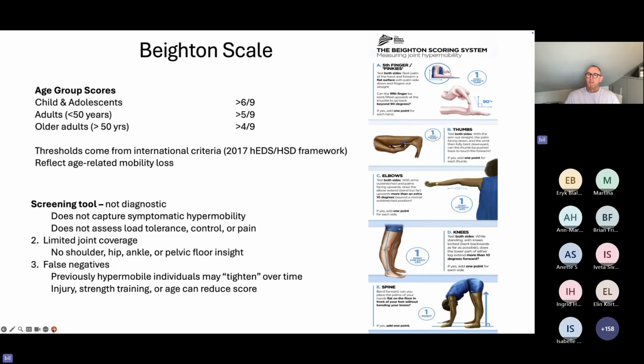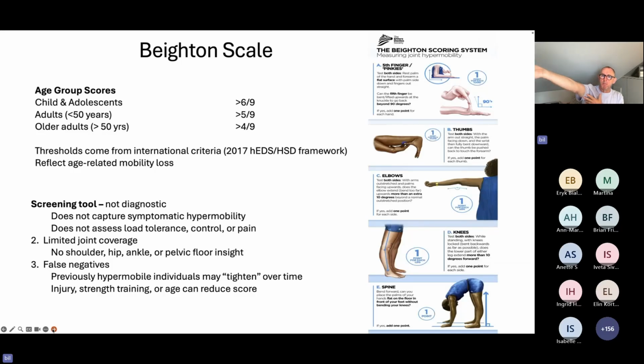With the palm out straight, the palm facing down and the wrist fully bent downward. As you can see, I don't really have it. Can the thumb be pushed back to touch the forearm? So if I am an old stiff guy, my thumb goes to here, and it's a significant difference from here to the forearm. If yes, you add 1 point for each thumb.